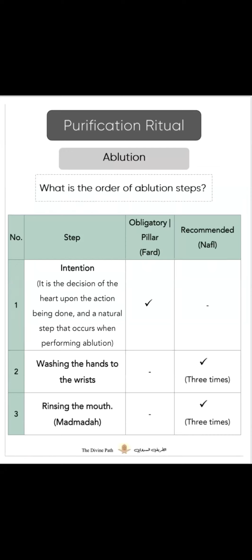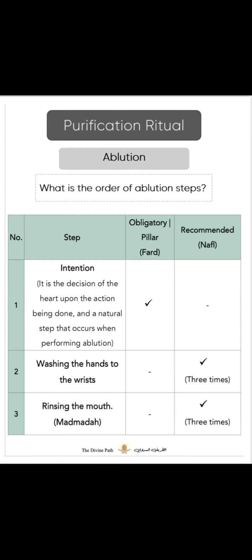Okay, so in step number 1, the intention, there are 2 parts to it. The first part of it, which means the general intention, which says the decision of the heart upon the action being done. This is just the general intention. In the second part of it, it says a natural step that occurs when performing ablution. So meaning before any person decides to perform it, they make the decision to perform those actions. So having the intention in the ablution.